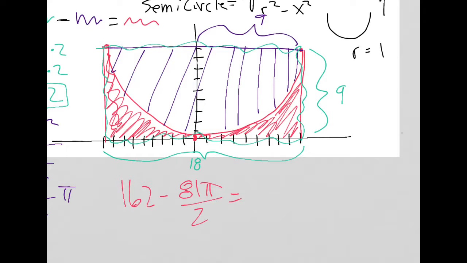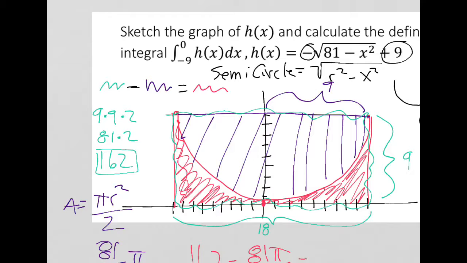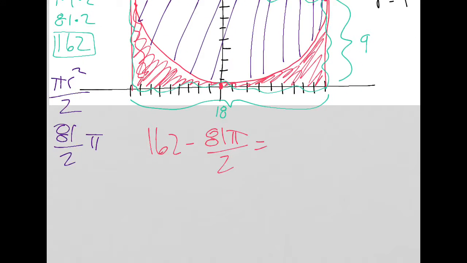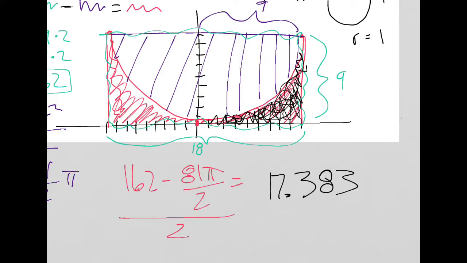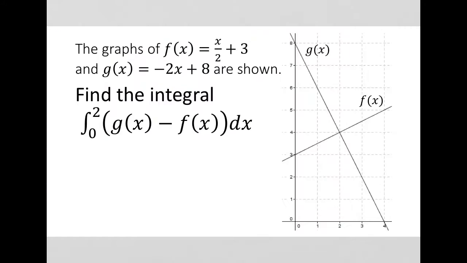Oh, but did you realize I messed up? We were finding the integral from -9 to 0, so we actually only need half of this, so let's just divide all of that by 2 once we get our answer, and then that will give us just the pink part. So let's scratch off that black part because we don't want it. We only want that fully pink area right there. So 162 minus 81 pi over 2, that would get you 34.766, and so we're going to divide that in 2, and we'll get roughly 17.383.